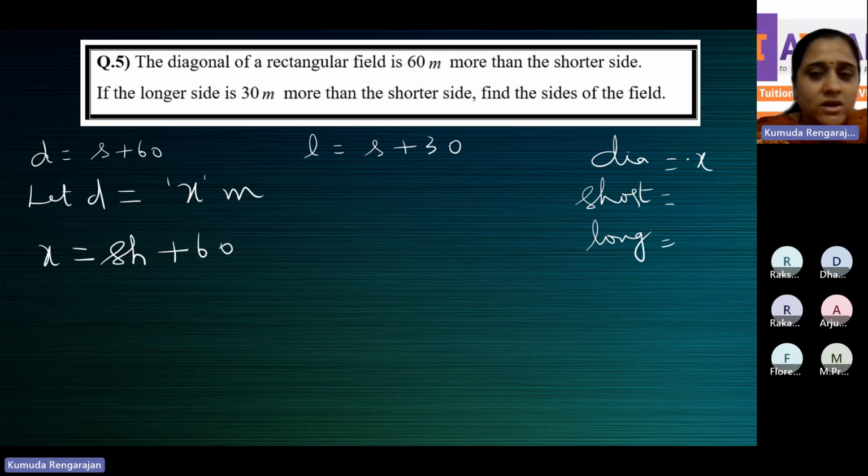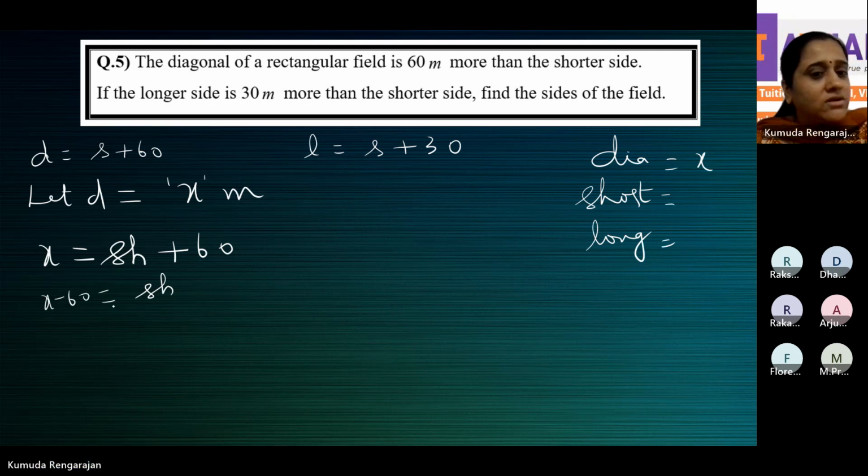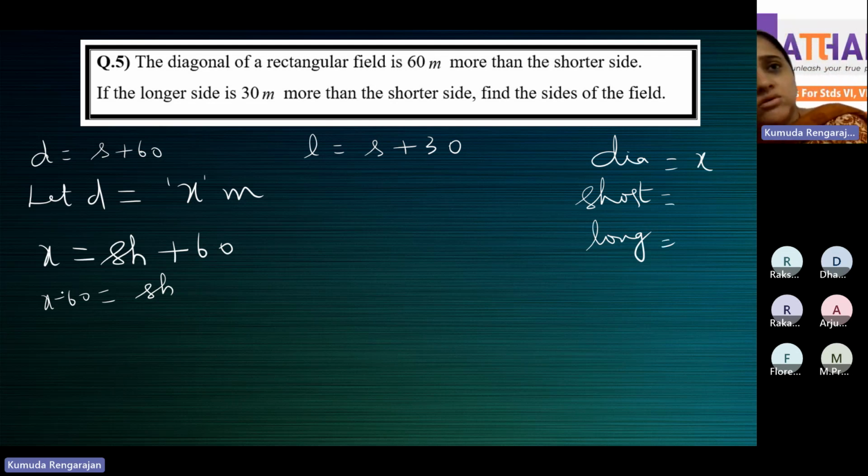Diagonal you got X. Now you should write the shorter side and longer side in terms of X. Now find that. Diagonal is X, which is equal to shorter side plus 60. So the shorter side will be X minus 60. Can you see that when you transpose? Shorter side will be X minus 60 when you transpose. Yes or no? So shorter side we got X minus 60.